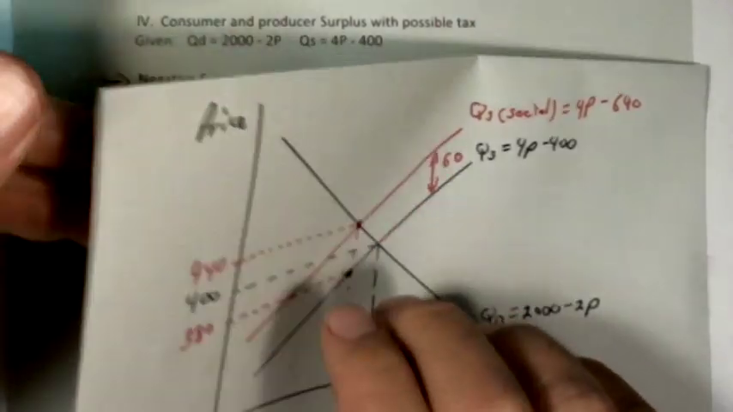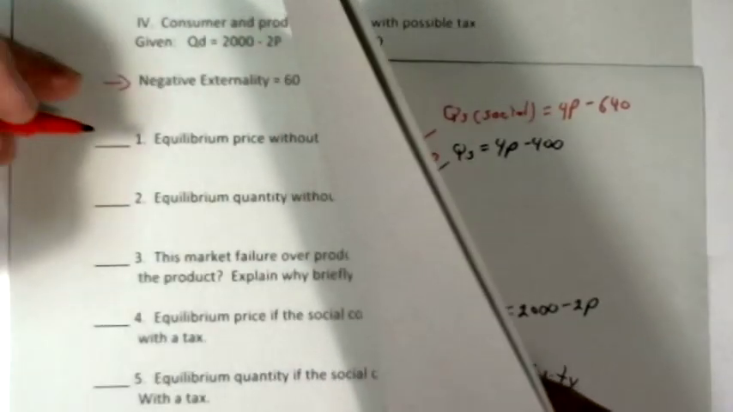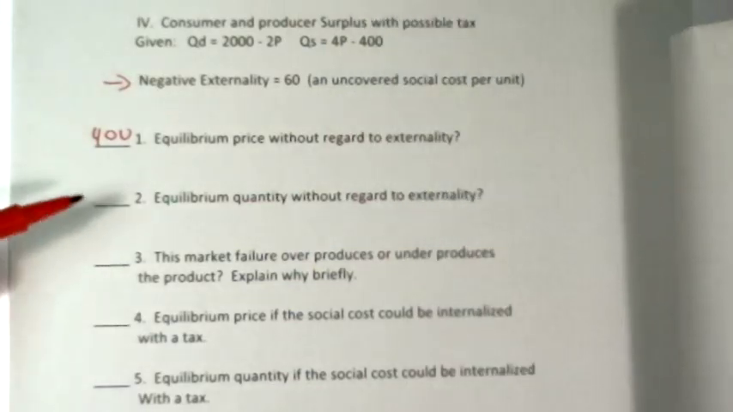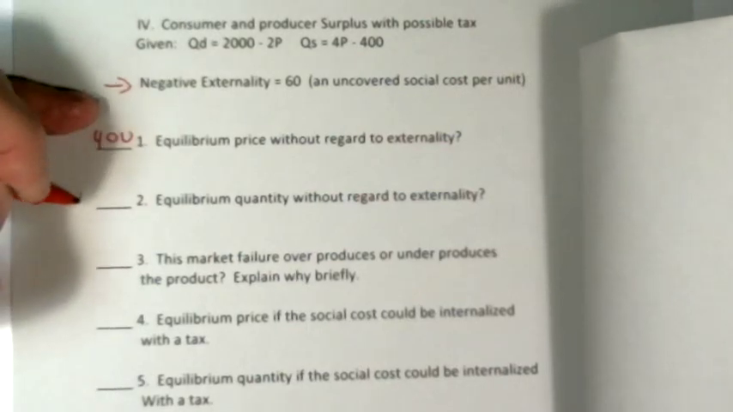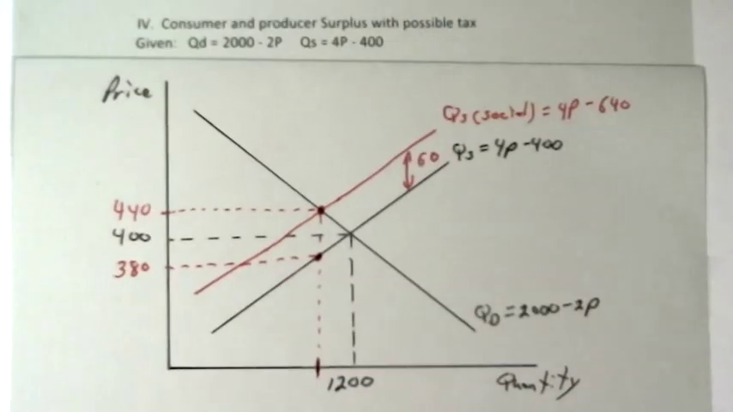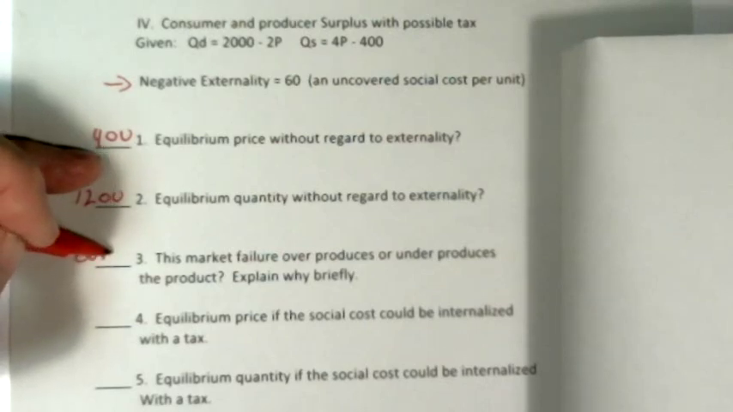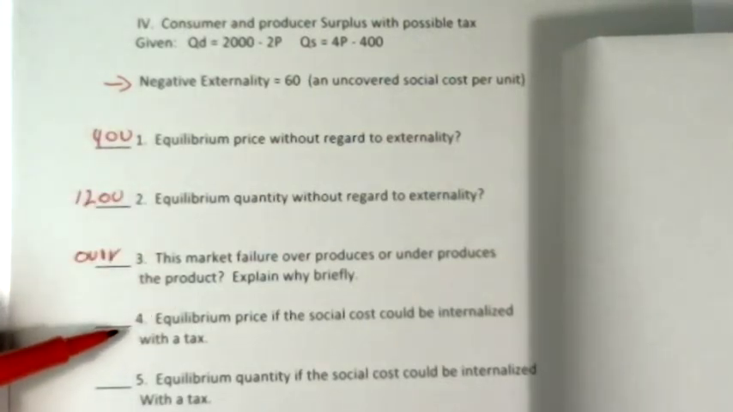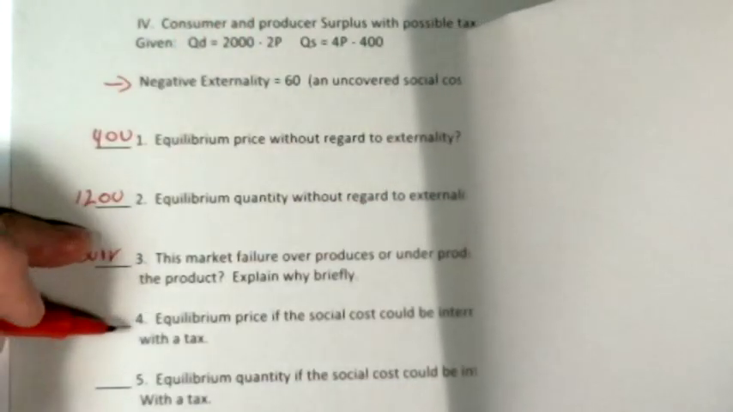Now let's look at these questions for a minute. The equilibrium price without regard to the externality was 400. The equilibrium quantity without regard to the externality was 1200. This market failure overproduces or underproduces the product. Well, it overproduces. See, it produces here, and it should be over there if all the costs were considered. So it overproduces. The equilibrium price, if the social cost could be internalized with a tax, would be 440 instead of 400, slightly higher.